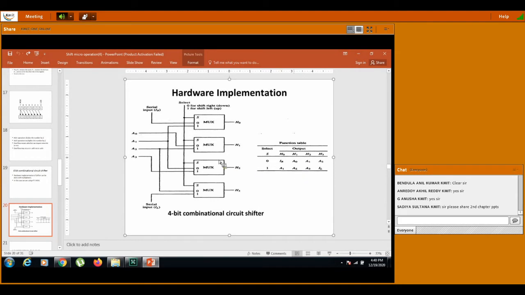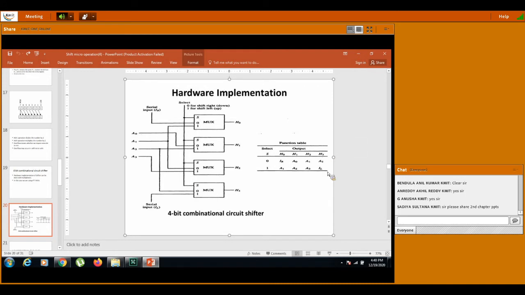Next, H1. In H1 I must have A0 and A2, with the selection line common, as you know. Next, what are you having? H2. In H2 you are having A1 and A3. So you are connecting this very A1 and A3.